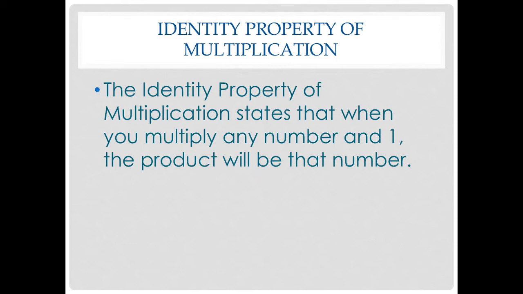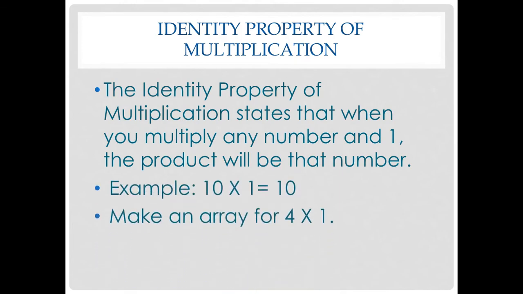Now, the identity property of multiplication states that when you multiply any number by 1, the product will be that number. So 1 times anything, the number that you multiply by is what it will be. So 1 times 10 equals 10. 4 times 1 equals 4. 9 times 1 equals 9.